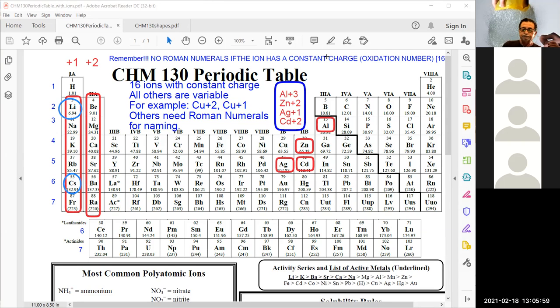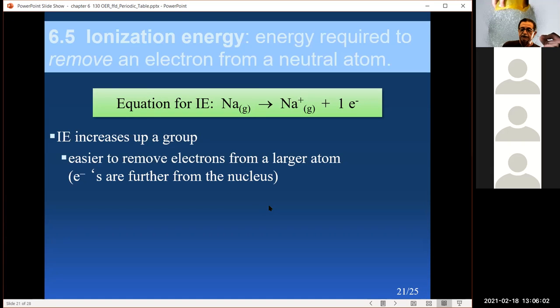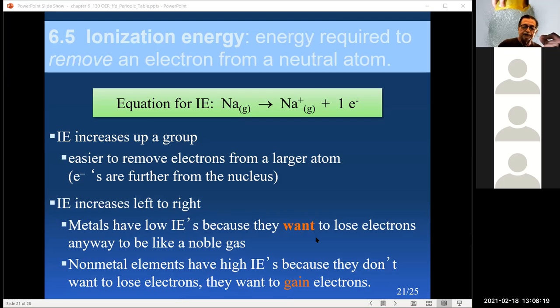So with that in mind, it says it's easier to remove electrons from a larger atom simply because they're further away. The electrons are further away from the nucleus, and that force of attraction is much less. So the trend is this: as we go up a group, the ionization energy increases. Or it decreases as we go down the group, whichever way you want to look at it.